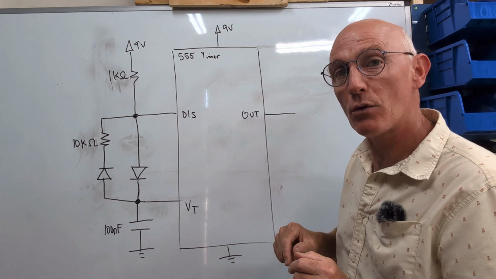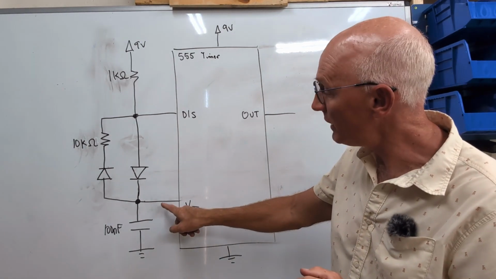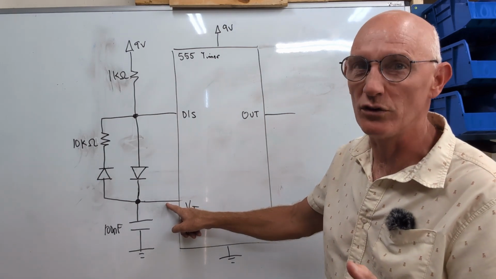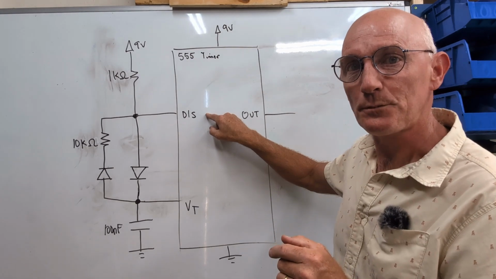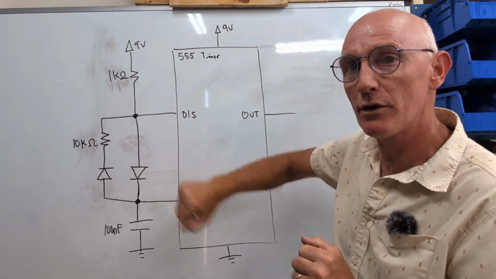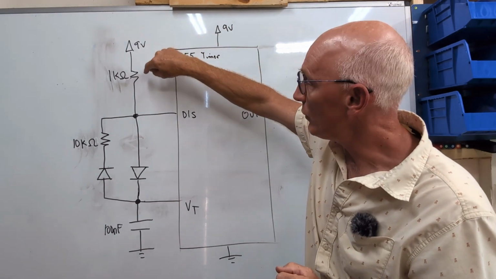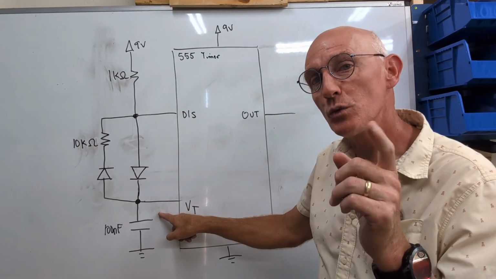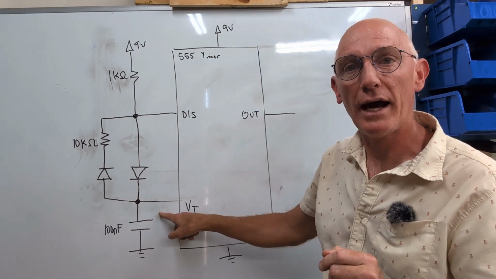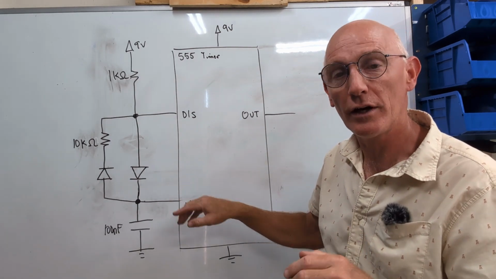When you first power up the 555 timer, this capacitor is initially discharged, meaning the threshold voltage VT is at 0 volts, and that will cause the discharge pin to be electrically disconnected from this circuit. That will allow current to flow from the 9 volts through the 1K, through this diode, and allow charge to accumulate on the upper plate of this capacitor. That accumulating charge will cause VT to increase.